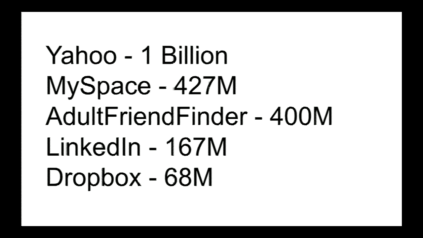And some of these dumps had actually been around for multiple years, and we just didn't know about it until then. So there's a billion Yahoo accounts, usernames and passwords that were leaked. MySpace, Adult Friend Finder, LinkedIn, Dropbox. Some of them did have them encrypted, but they were encrypted with like SHA-1 or MD5 or something bad. And so it's effectively as good as plain text credentials.